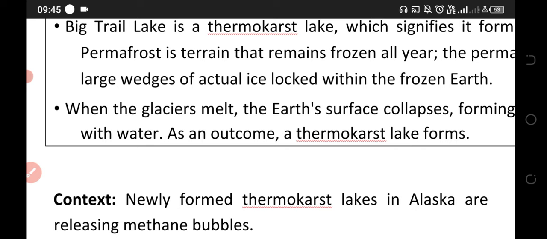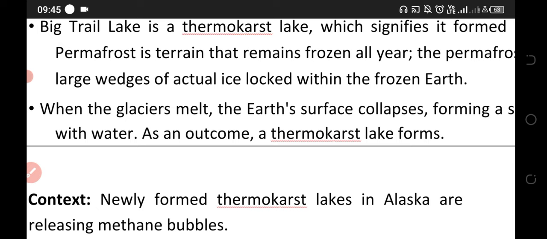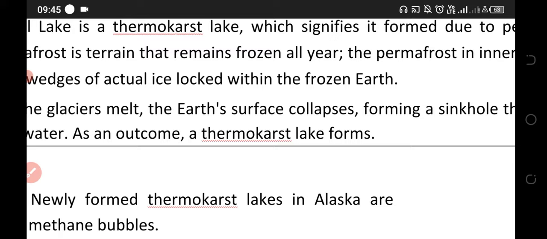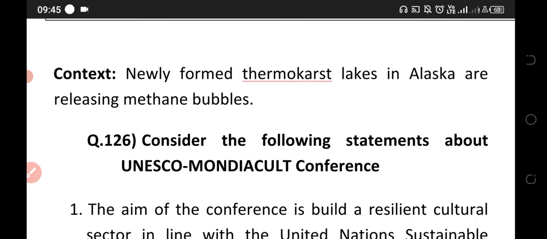Permafrost is a terrain that remains frozen all year. The permafrost in interior Alaska features large wedges of actual ice locked within the frozen earth. When the ice melts, the earth's surface collapses, forming a sinkhole that can overflow with water. As an outcome, a thermokarst lake forms. A newly formed thermokarst lake in Alaska is releasing methane bubbles.